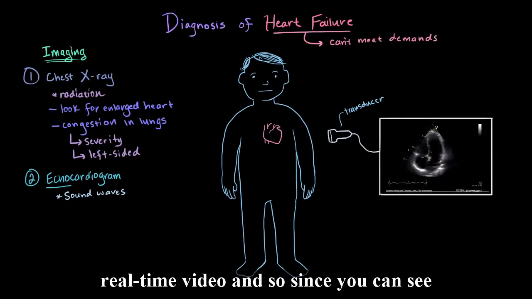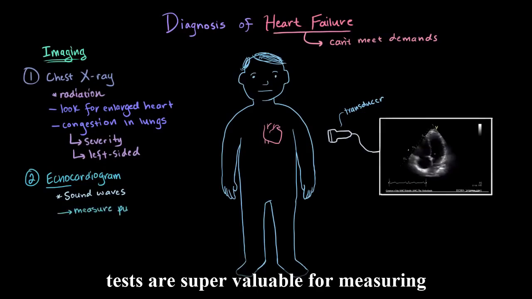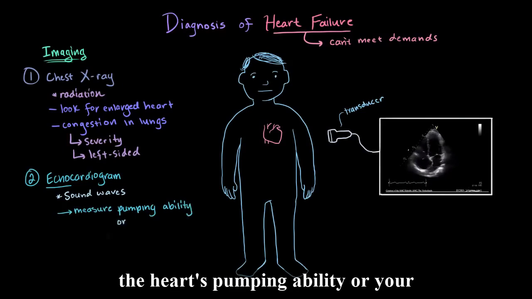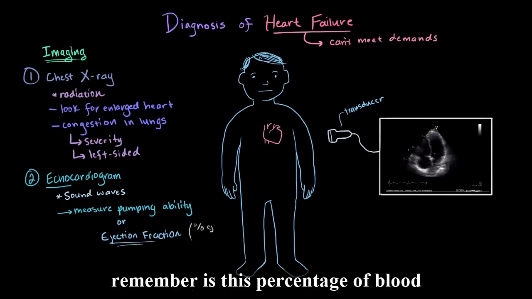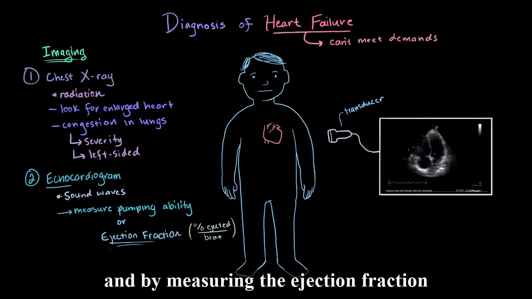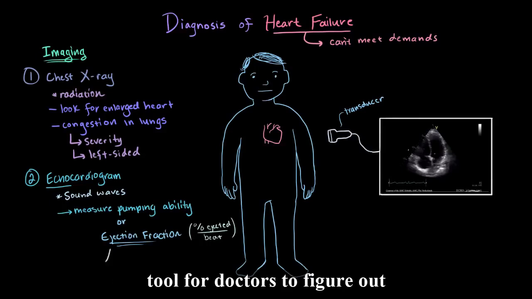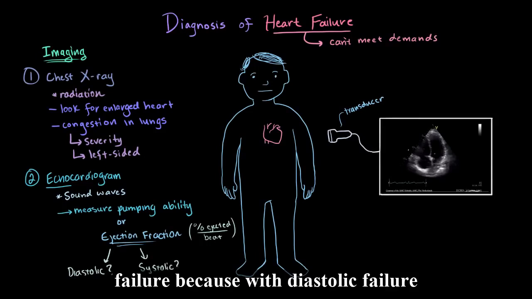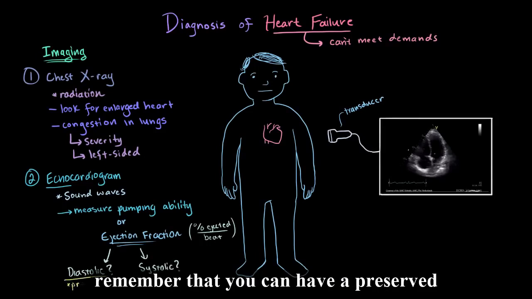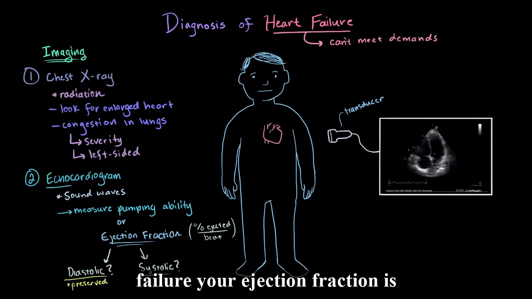And so since you can see the heart moving via this video, these tests are super valuable for measuring the heart's pumping ability, or your ejection fraction, which, if we remember, is this percentage of blood ejected from the heart with each beat. And by measuring the ejection fraction, the echocardiogram is a super useful tool for doctors to figure out if it's diastolic failure or systolic failure. Because with diastolic failure, remember that you can have a preserved ejection fraction, whereas with systolic failure, your ejection fraction is typically a lot lower than normal.